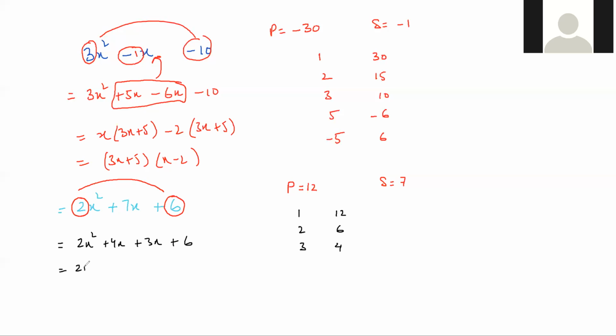So your 2x is common from here. This is x plus 2. And your 3 is common from here. This is x plus 2. So this is x plus 2 times 2x plus 3.